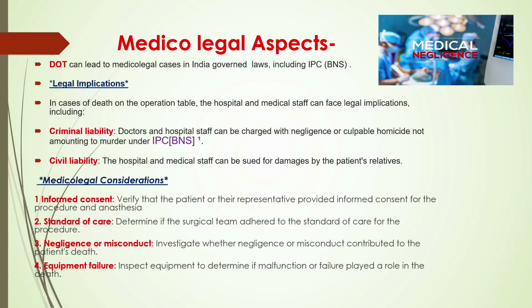Then second is civil liability. The hospital and medical staff can be sued for damages by the patient's relative. And this is decided by medical consideration: whether informed consent was taken or not, what standard of care the doctor and anesthetist provided, whether there is any negligence or gross misconduct, or whether there is any equipment failure.